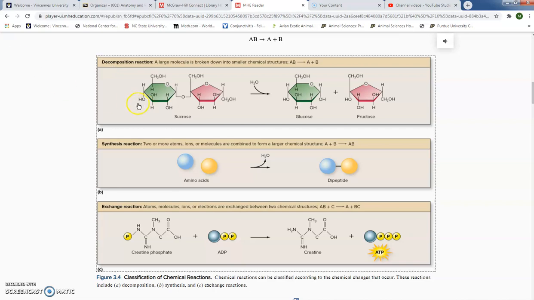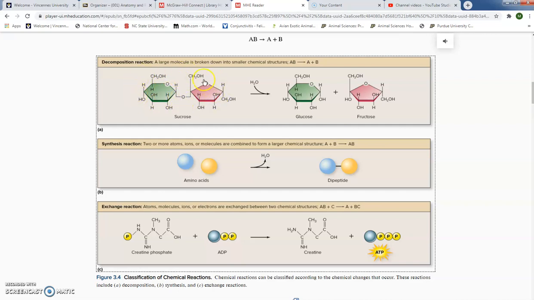This is showing an example of a chemical reaction that happens in our intestines. Sucrose is table sugar. So let's say that we eat some table sugar or something with table sugar in it. This is what the sucrose molecule looks like. It has these two sugar molecules, each one of those is a sugar molecule, and they have a bond together.